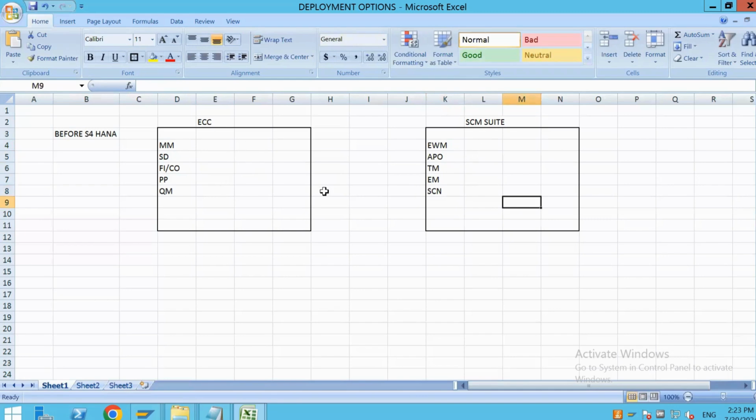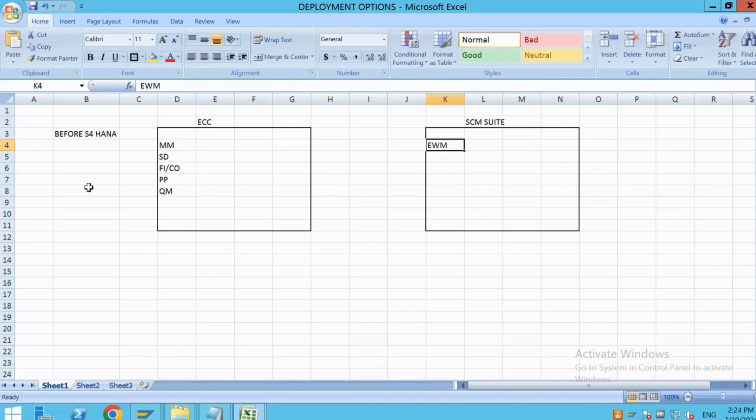server. So to implement or run EWM, they used to take 2 licenses. One is the ECC license, the other is the SCM suite license. Now this EWM I'll take only here. Even though we have 5 modules, EWM is in a different box. It is on a different server.